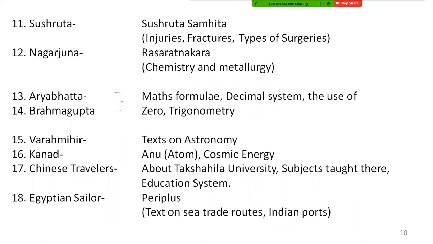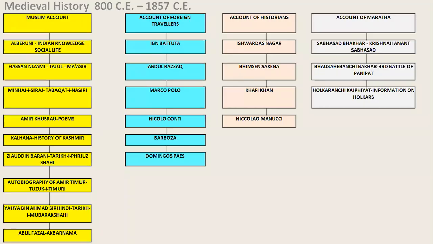We move now on to the medieval times, which were from around 800 current era right up to 1857 current era. The history of the medieval times is revealed to us through four different perspectives. That is, from the perspective of historians and scholars in the courts of Muslim rulers, the writings of foreign travelers who came to India, and the Bakhars. Bakhars were nothing but eulogies. A eulogy is a speech or a poem recited or written to honor a dead person.